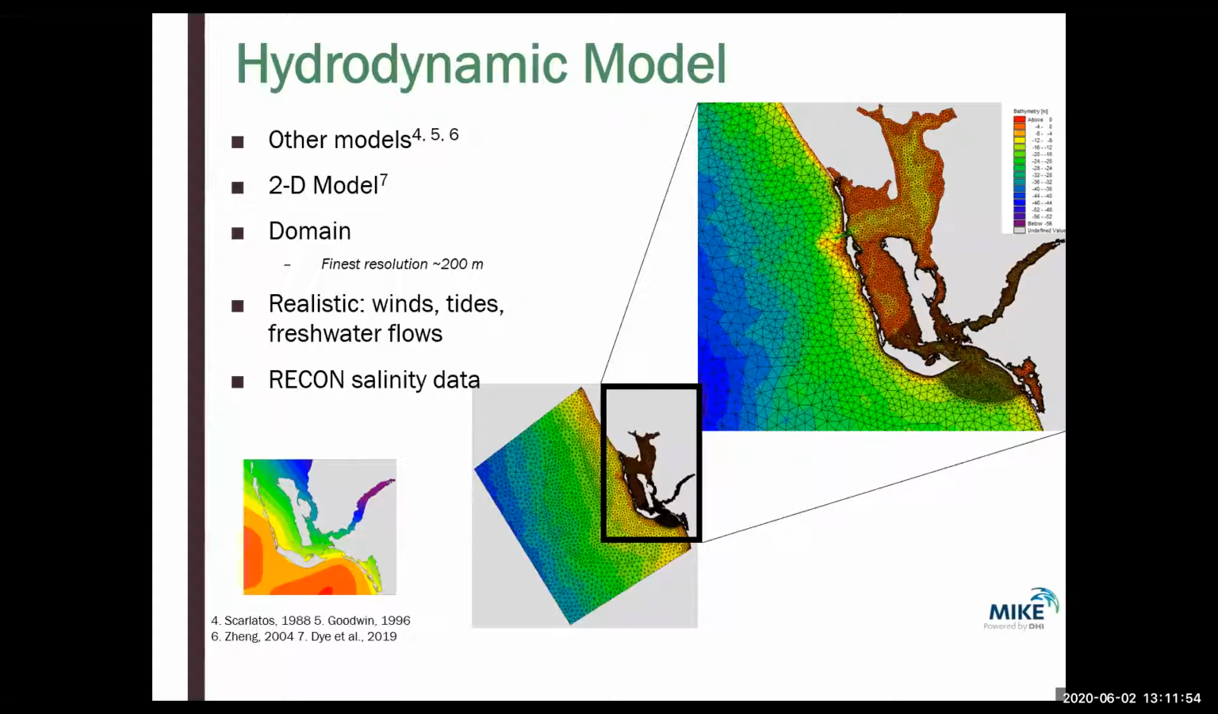Some characteristics of our model include a fine resolution of around 200 meters within the estuary. It is forced with realistic winds, tides, as well as freshwater flows, and also incorporates salinity data from various monitoring stations. We chose to use a 2D model mainly to reduce computational time, as well as considering the shallow nature of the bay. The model does quite a good job recreating the dynamics of the system. And if you're more interested in the model development and calibration in a circulation dynamics study, we published a paper in 2019. Next slide, please.